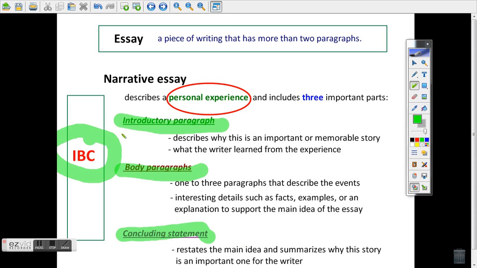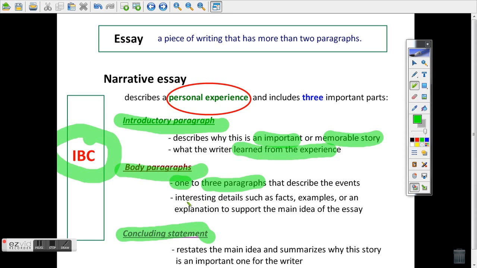Okay, what is in the introductory paragraph? It describes why this is an important, okay, or memorable story. And then what did you learn from the experience? Okay, so the introductory paragraph is the main idea. Okay, two, we have body paragraphs. 1 to 3 paragraphs that describe the events. So you need to write 1, 2, or 3 paragraphs for the body. And that one describes the events.